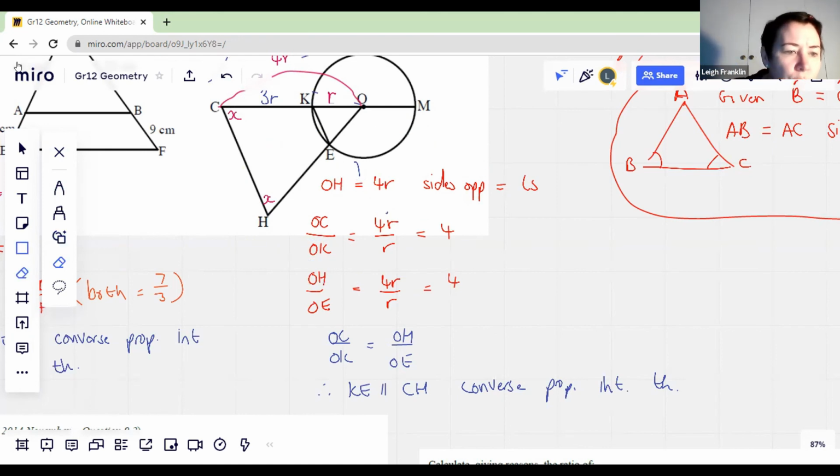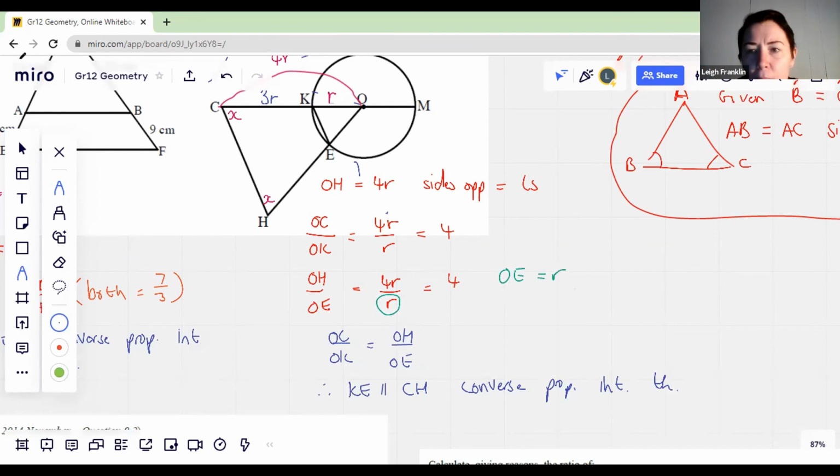I want to know from you guys, why is OE equal to R? Radius. Because they are both radii. Exactly. All right. So OK and OE are radii. That's why I'm allowed to do what I've done. I hope that makes sense to everybody. How are you feeling?